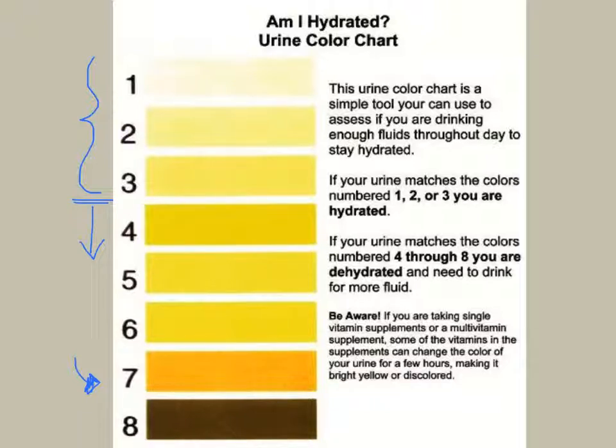But for the most part, when you're healthy, you want to keep your urine very pale in color by drinking enough liquids. Then you know that you are well hydrated and your body has the fluid balance it needs to do all of those metabolic processes.